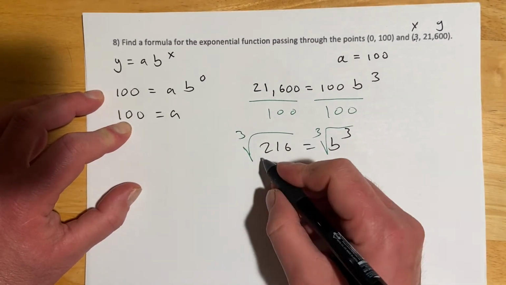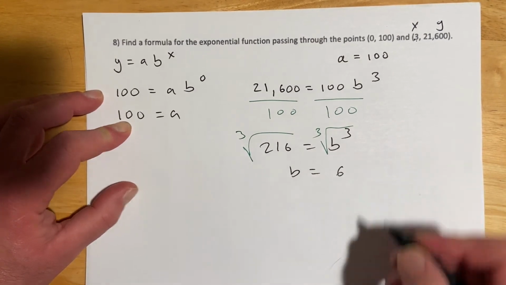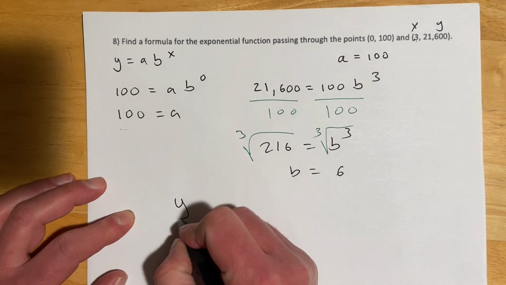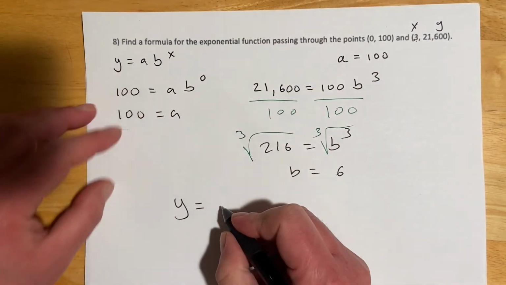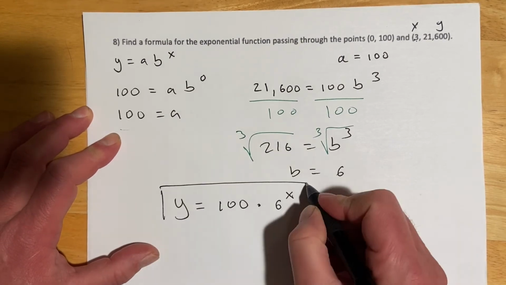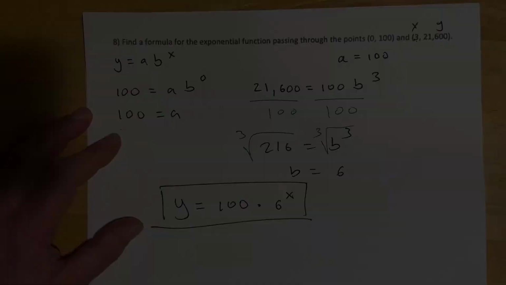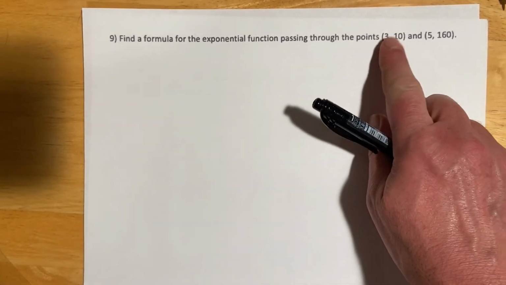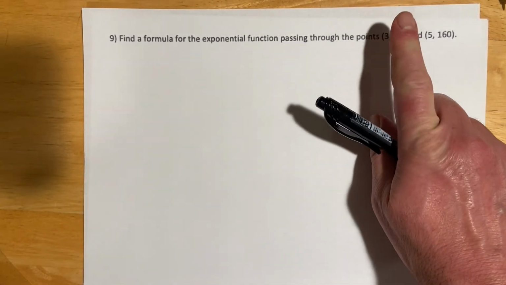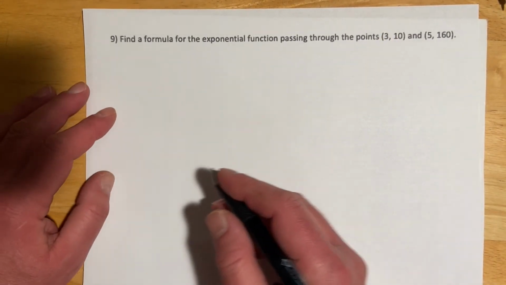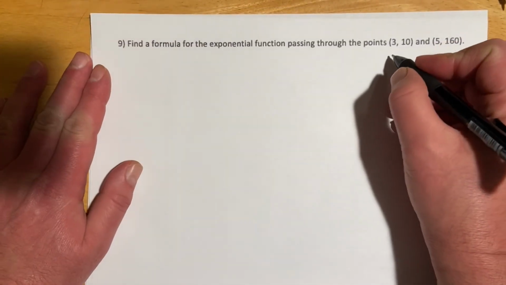And the cube root of 216 is 6. So now my equation will be y equals 100 times 6 to the x. Okay, so for number 9, we are not given the y-intercept, which means we're not given A. So that means we're actually going to get a system of equations. Let me show you what that will look like.